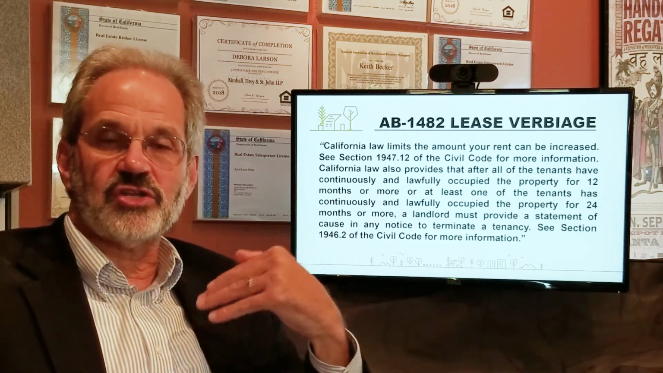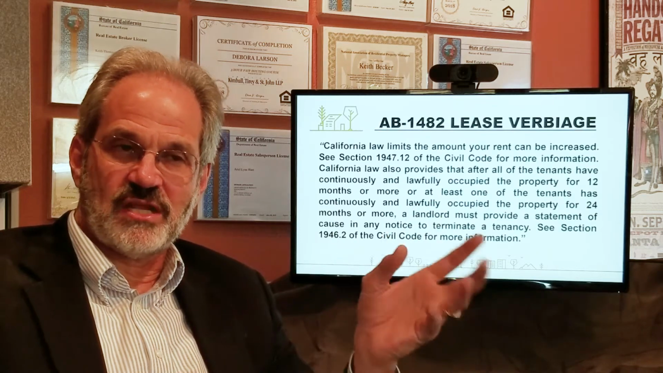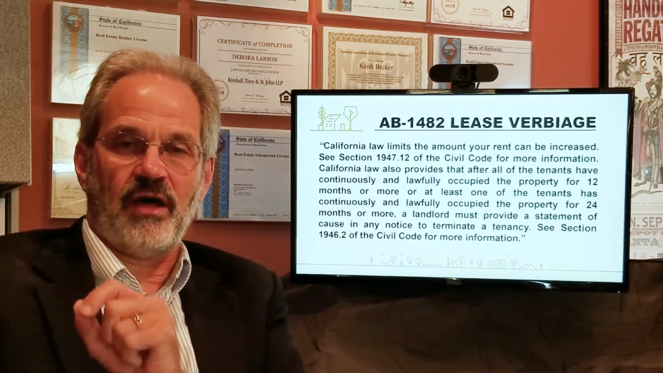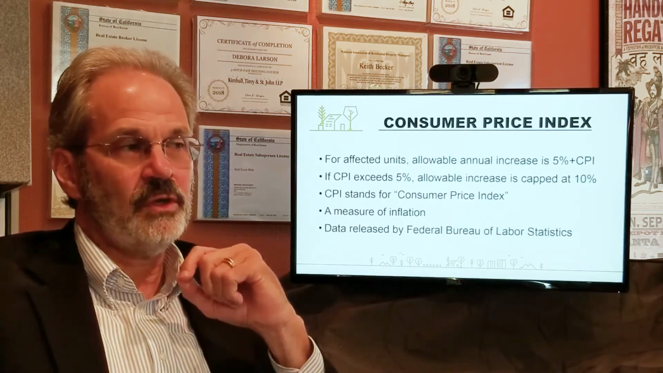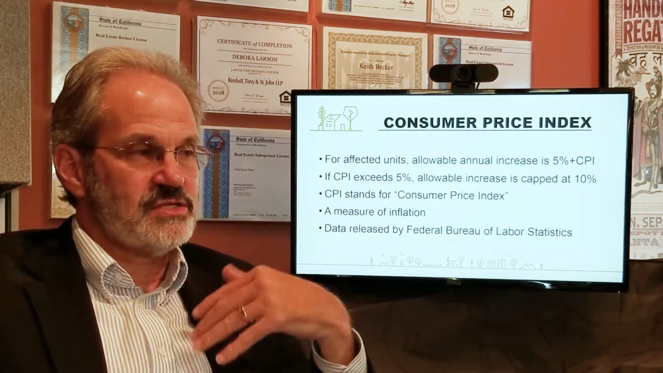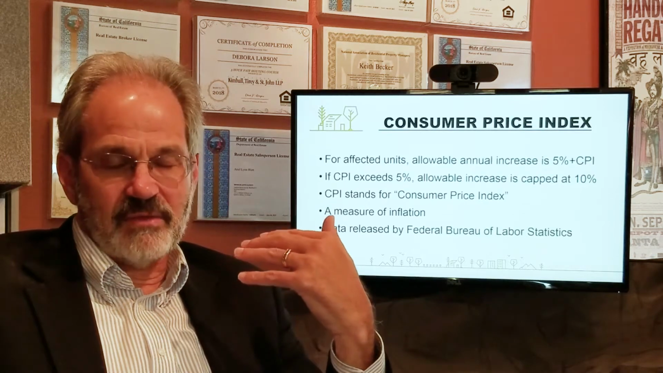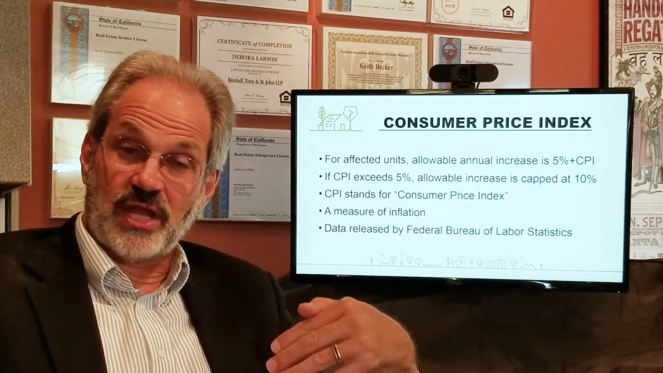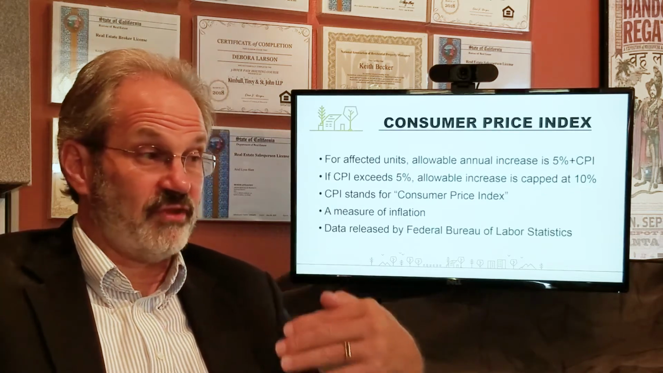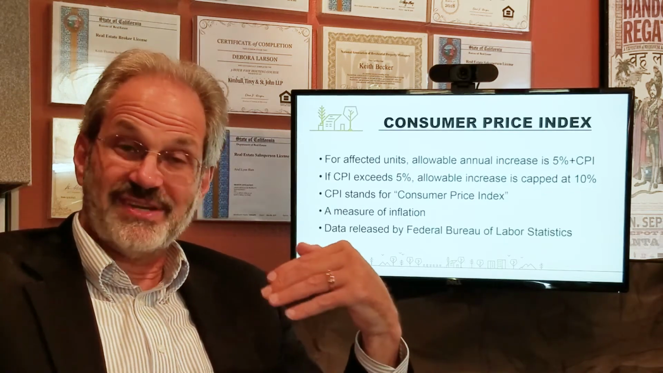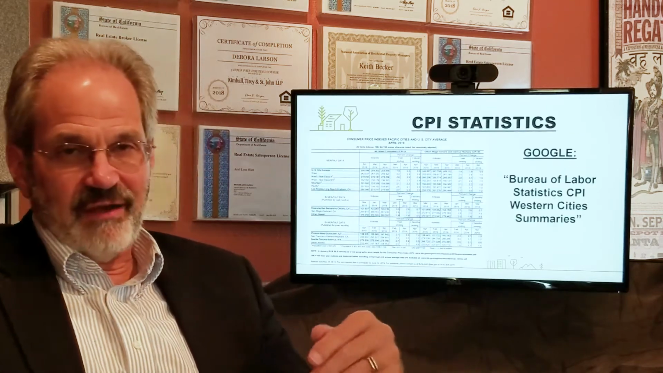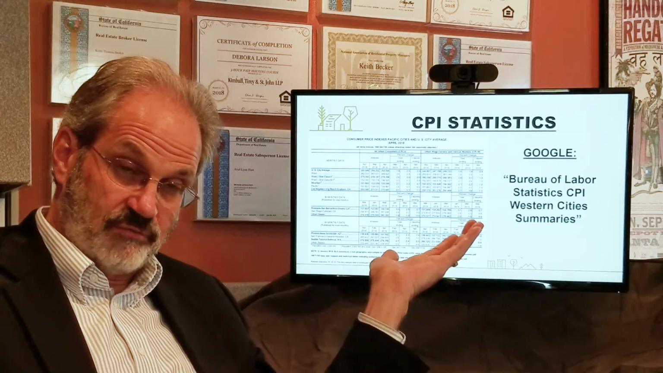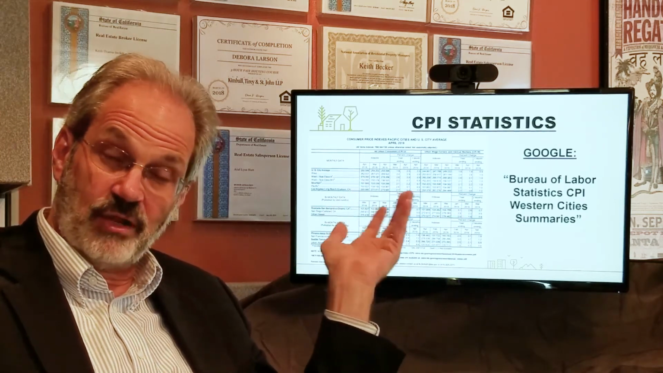Let's talk about the Consumer Price Index, which is the 5% plus. This is the plus calculation. Consumer Price Index is a measure of inflation. It is established and measured by the Bureau of Labor Statistics. You can actually get this report. It is available in manual printed form, but it is more importantly available online.